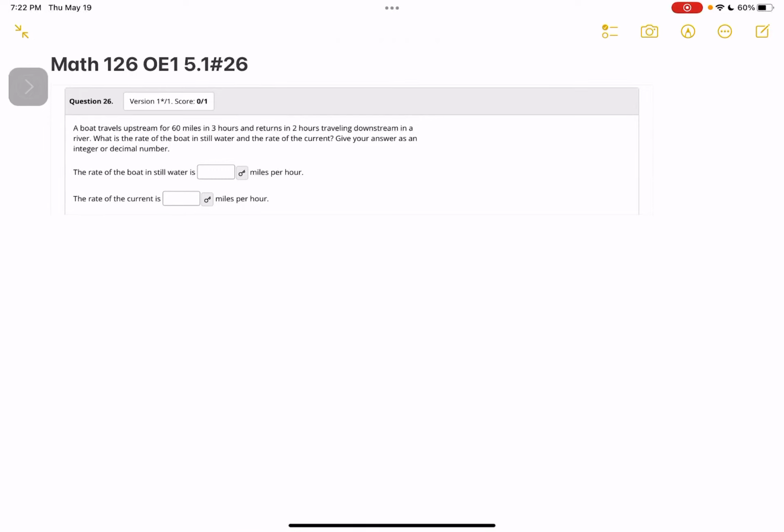This is 5.1 number 26 for our Math 126 OE1. A boat travels upstream for 60 miles in 3 hours and returns in 2 hours traveling downstream in a river. What is the rate of the boat in still water and the rate of the current? Give your answer as an integer or decimal number.